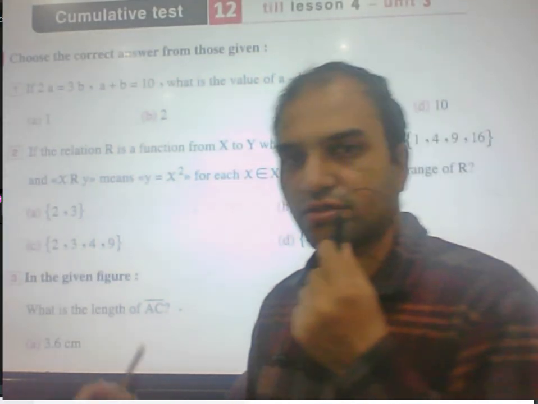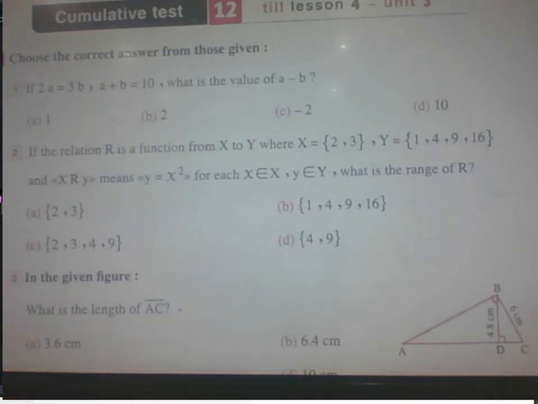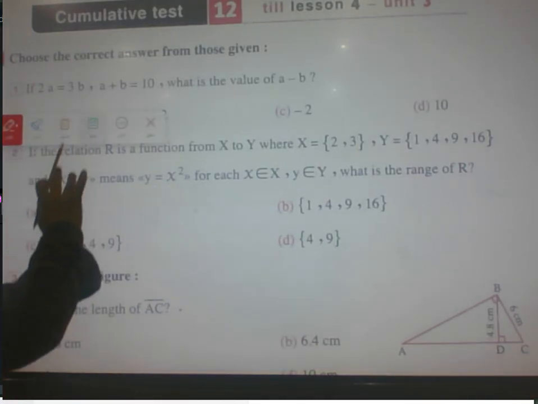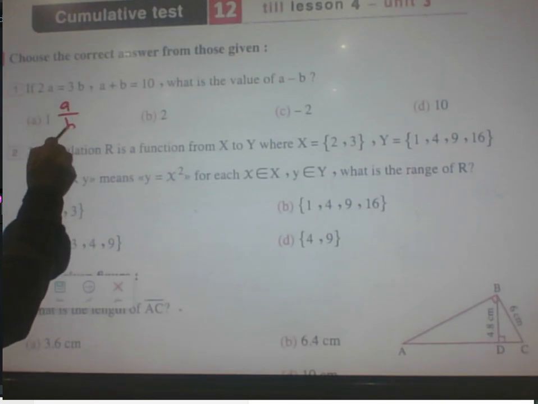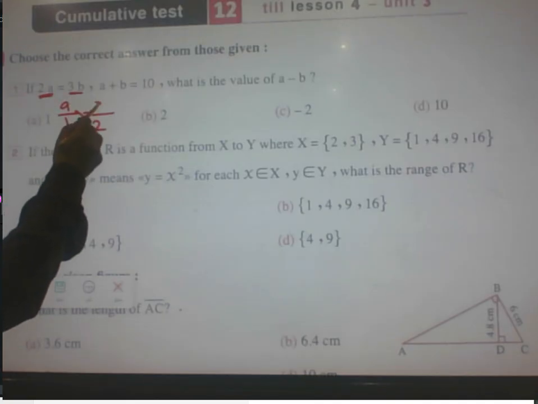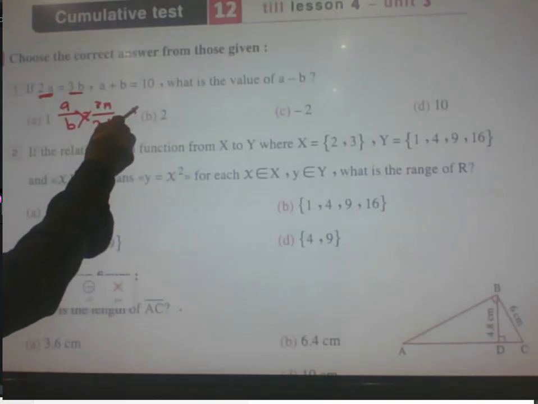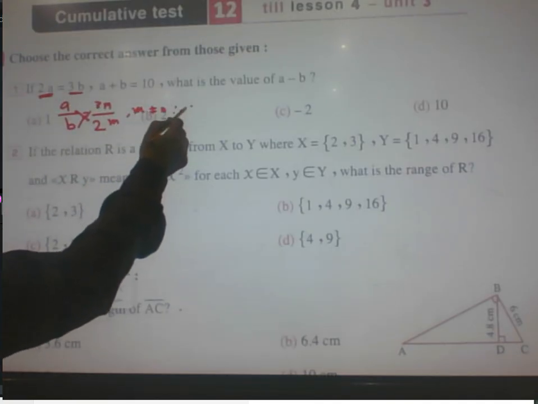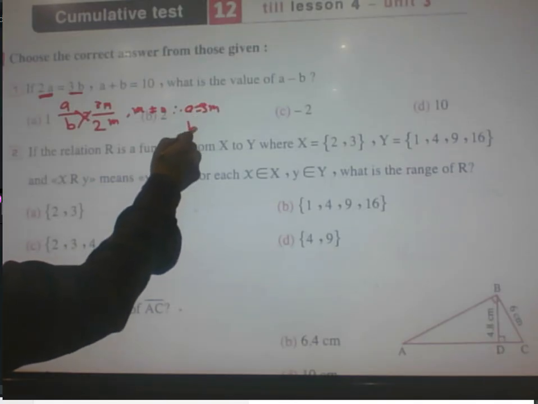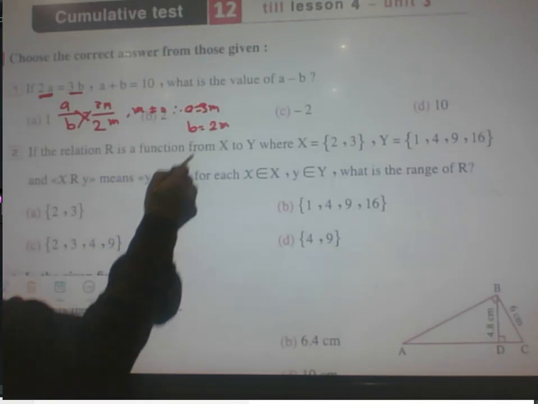Okay, we can solve this relation by putting a constant m, where m is not equal to 0. Then the value of a equals what? We have the ratio a over b. A is multiplied by 2 and b is multiplied by 3. I will put the constant m, m not equal 0, and the value of a will be equal to 3m and the value of b equal to 2m.